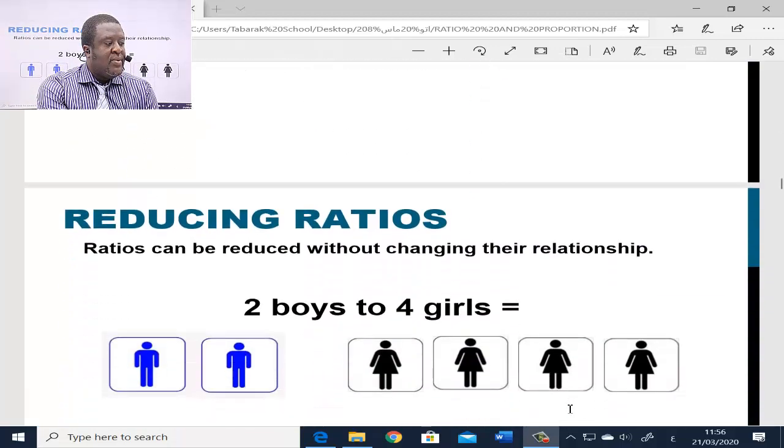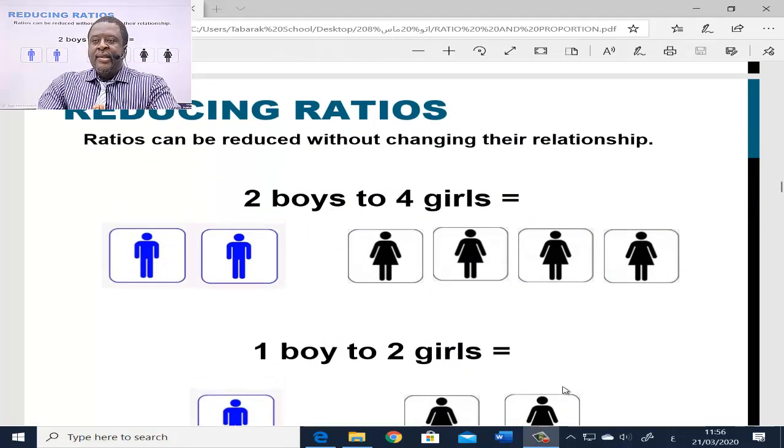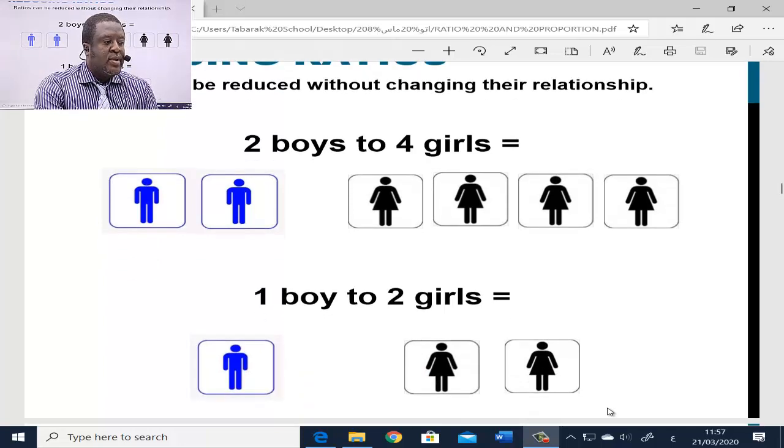Now, we are going to reduce ratios. How do we reduce ratios? We reduce ratios by simplifying them. All ratios must be in the simplest form, just like fractions. We reduce ratios by simplifying them using the highest common factor. Here we have 2 boys to 4 girls, which is equivalent to 1 boy to 2 girls. What did we do here? We reduced the ratio by dividing by 2.